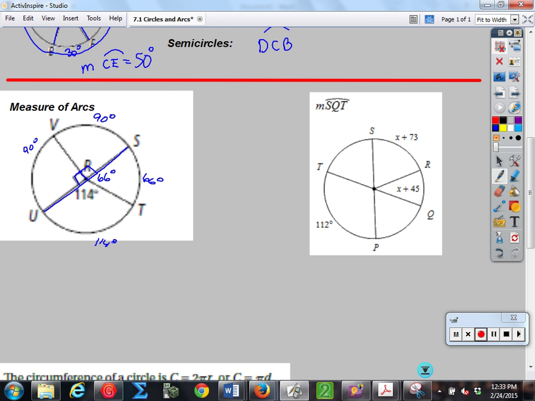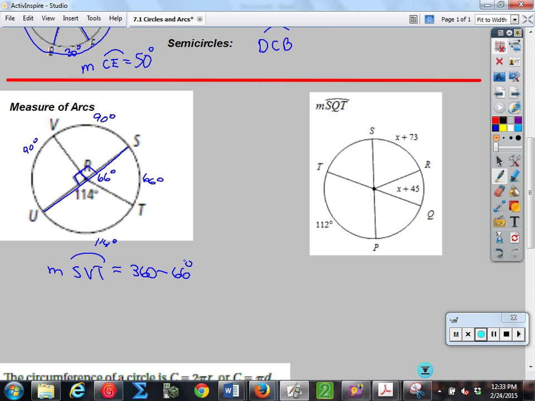Or if I asked you for the measure of the arc SVT. You could add up the other ones. You could add up these pieces right here. Or you could just make it faster if you wanted. Just do 360 minus 66. Right? Instead of adding them up. Either way, it doesn't matter.